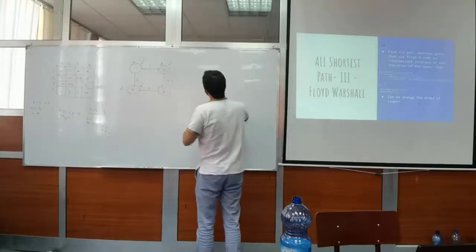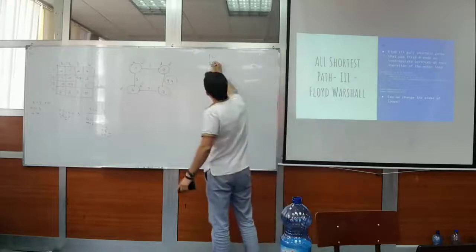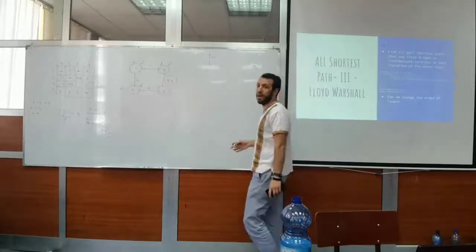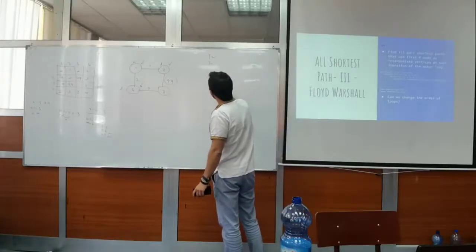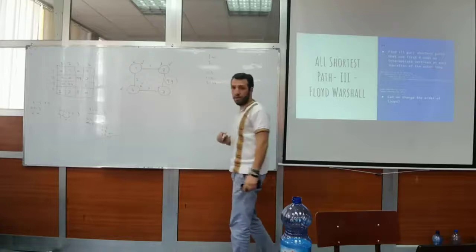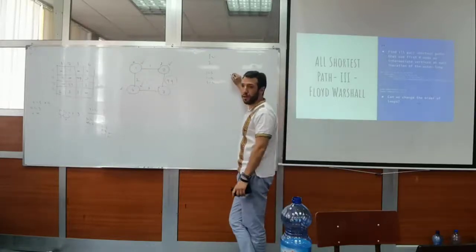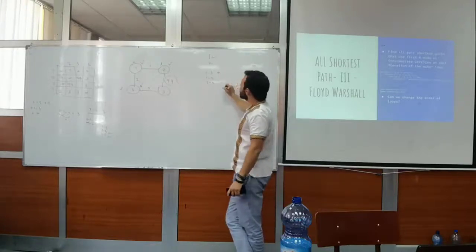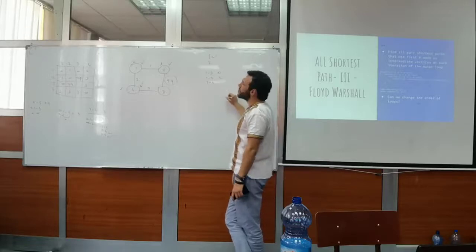So we are done with using 1 as an intermediate node. So now we are going to check using 2 as an intermediate node. Which other pairs do I have except 2 in this graph? I have 1, 3, 1, 4, and 3, 4. Right? So what is the current distance of 1, 3? Infinity. What is the current distance of 1, 4? What is the current distance of 3, 4?